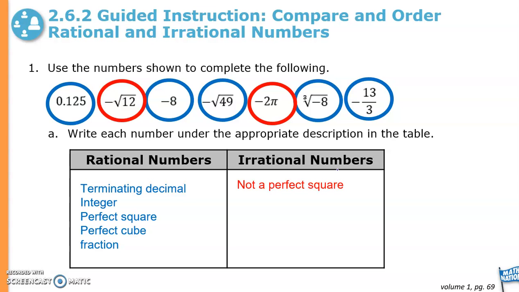And -2 pi, -3 pi, pi over 2, pi plus 2, 2 minus pi, anything that involves pi in the expression is always going to be an irrational number. Make sure you have those sorted, rational and irrational numbers.